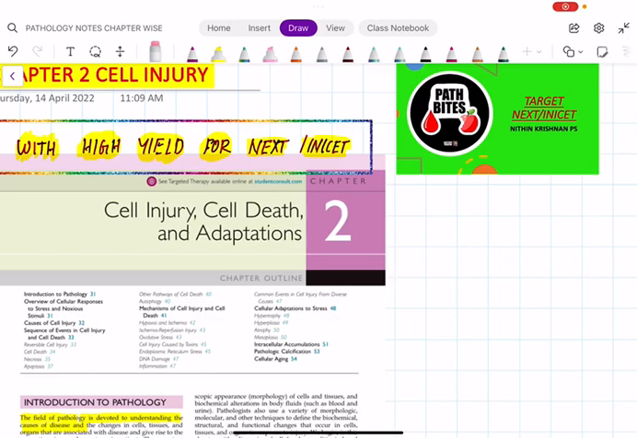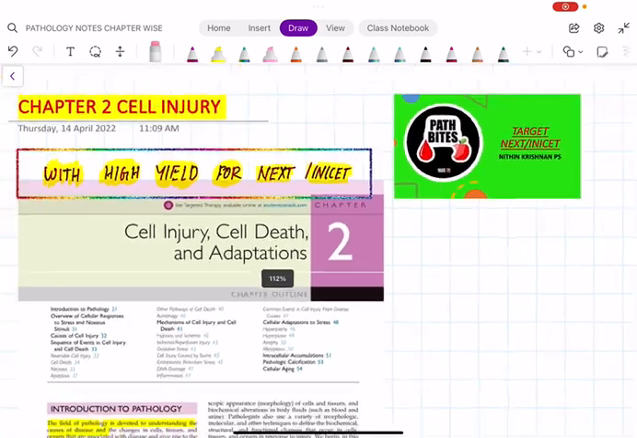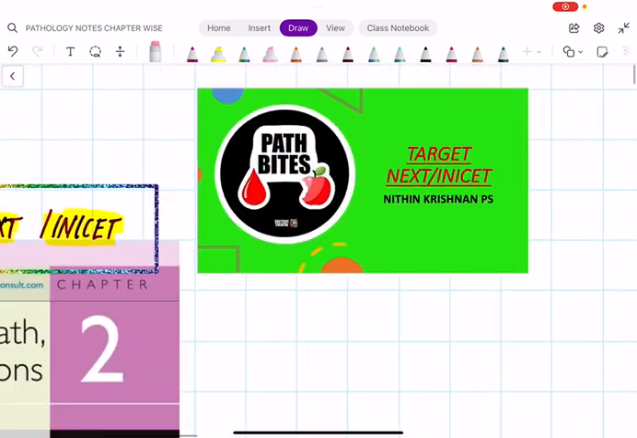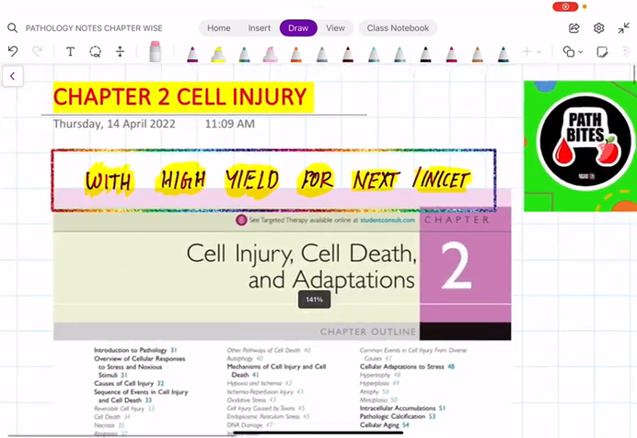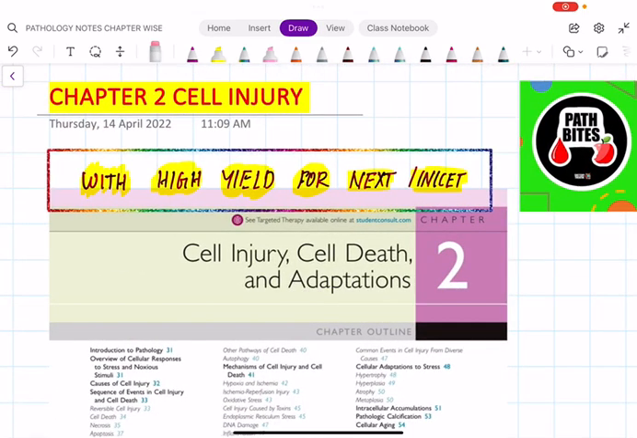Okay, yes. So hereafter, remember target NEXT and INICET. I hope you all are aware of this. Within a year, most probably from 2023, all the exams will be replaced by the National Exit Test, which will be a unified entrance exam. Or we can say the INICET, which is an exam for the central institutes. So I will try my best to cover all the high yield points.